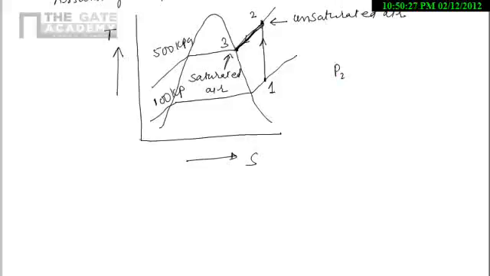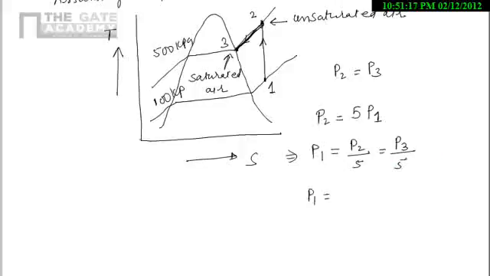So I will write P2 equals P3 because it's a constant pressure process. And if you see P1 and P2, we can get this ratio. So now I can write P2 equals 5 times P1, because P2 pressure is 500 kilopascal and P1 is 100. So P2 is 5 times P1. Similarly, I can rearrange P1 equals P2 by 5, and we know P2 equals P3, so it is P3 by 5.